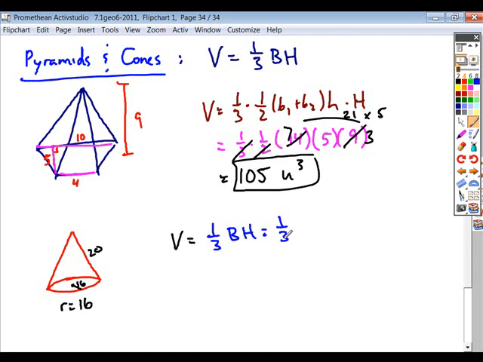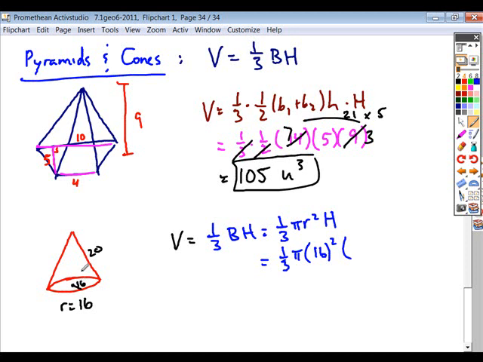What is the shape of the base here? So its base formula, or the area formula for its base, is pi r squared. So here is your formula for any cone. The radius of this problem is 16. Is the height 20? The height's not 20, right?